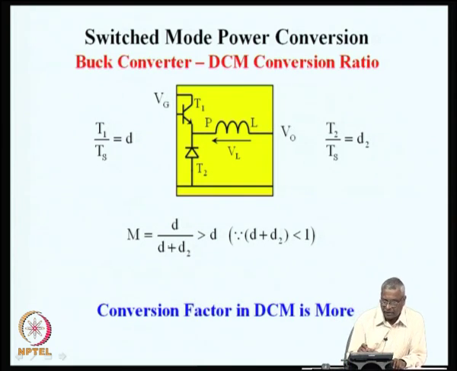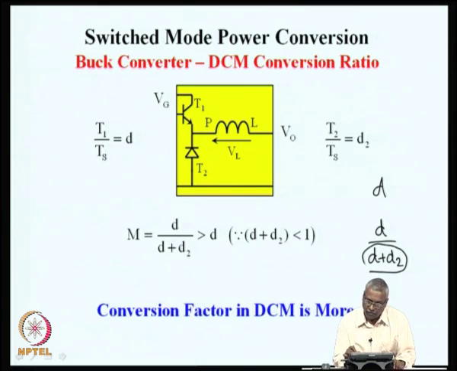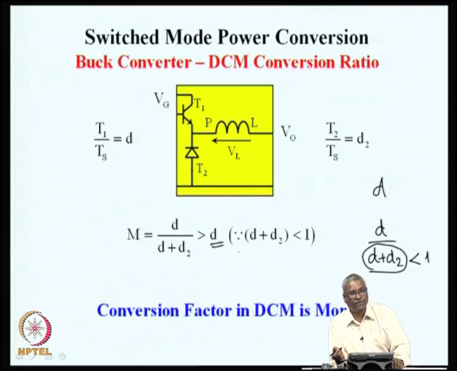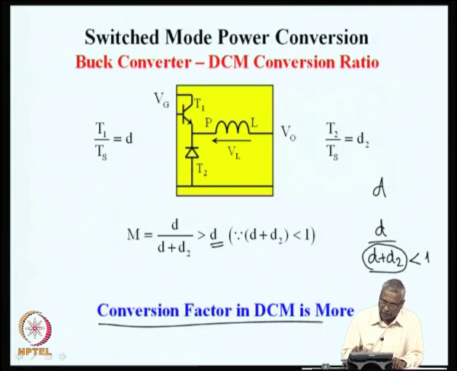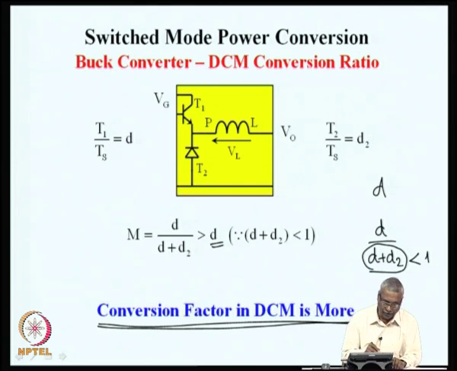Now, we see that in comparison with the continuous mode of operation, this function of D has become D by D plus D2. In the discontinuous mode of operation, D plus D2 is always less than 1, because the total switching period Ts has T1 plus T2 plus T3, and D plus D2 is the ratio of only 2 of the intervals. The third interval is not counted. So, this addition D plus D2 will always be less than 1. So, the conversion gain D by D plus D2 will always be greater than D, which is the continuous mode conversion gain. So, we can say that the conversion factor in discontinuous mode of operation is always more compared to the conversion factor in the continuous mode of operation.